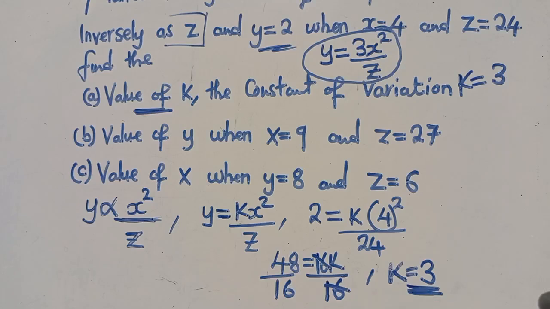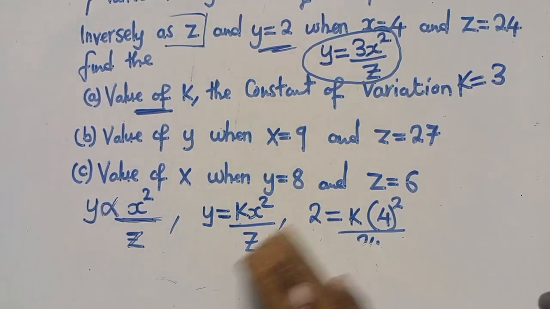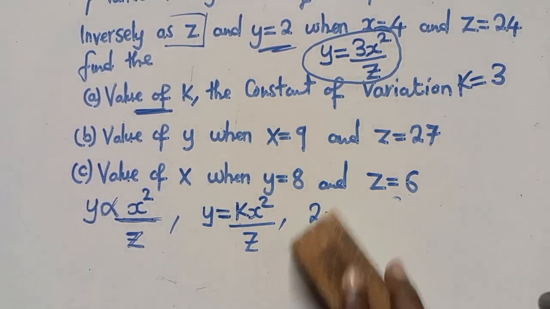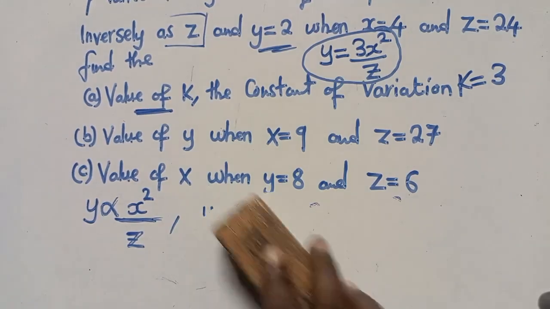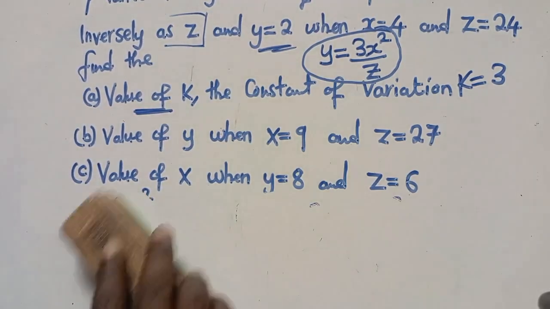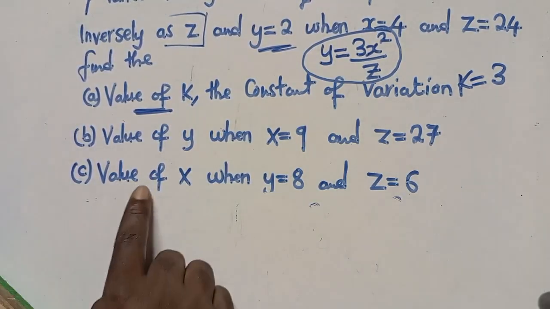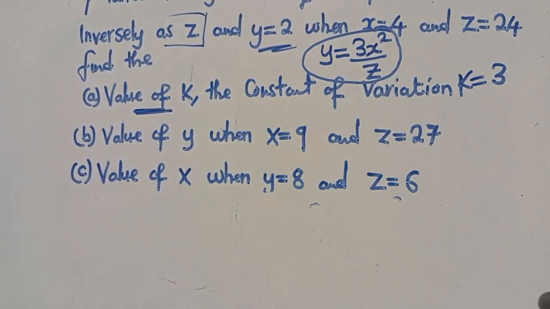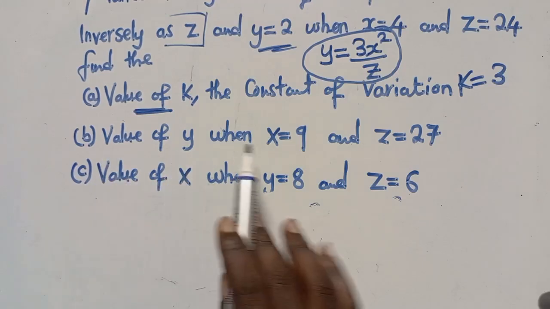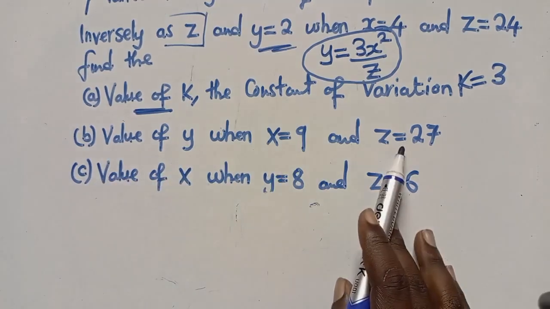I think you've gotten the concept. So we've answered the value for k. This is the k that we are going to be using. Each time you are dealing with variations, you always get to find the value of k. So find the value of y when x is 9 and z is 27.